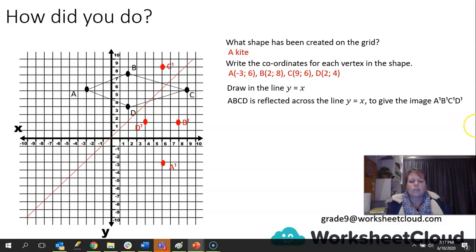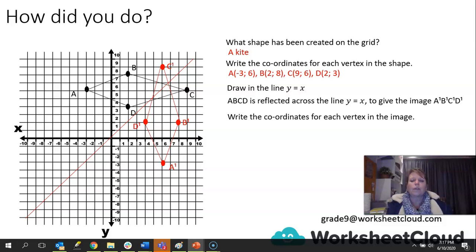And it looks like it's going to form the same shape, but we can only see that when we join the points, because at the moment those are just 4 points on the Cartesian plane. So you had to join the points up, A to B, B to C, C to D, and D back to A. Okay, so that means you have reflected A, B, C, D to the image A1, B1, C1, and D1.